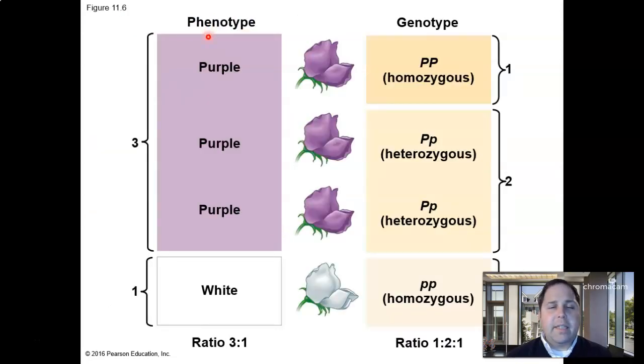And you can see this here. Homozygous dominant, big P, big P, is going to be purple. Heterozygous is also going to be purple. Homozygous recessive is going to be white. So you have a 3-to-1 ratio of phenotypes, but that actually represents a 1-to-2-to-1 ratio of genotypes.